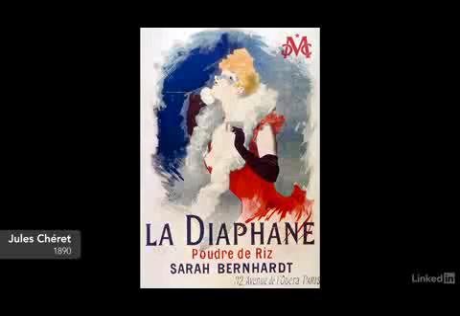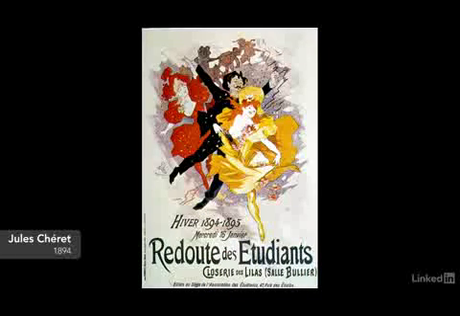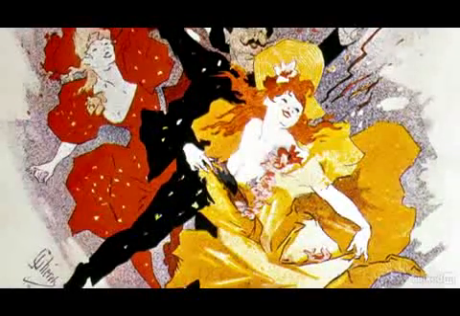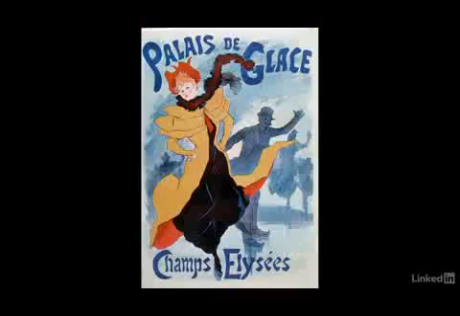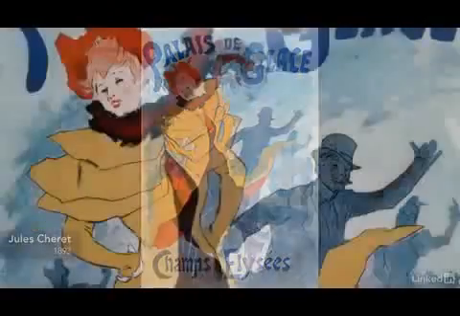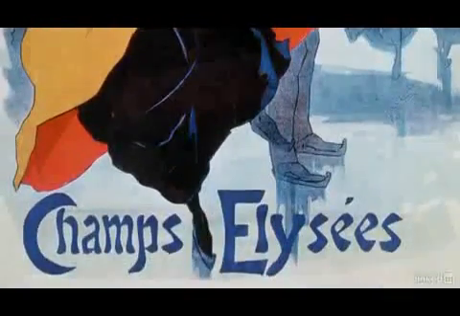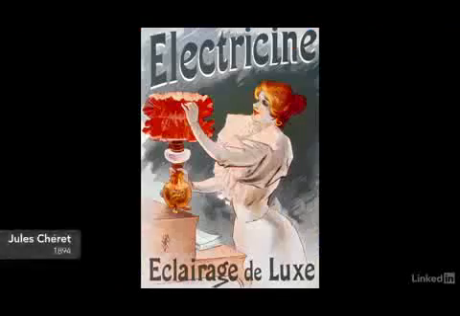Chéret presented women in a new and modern way. Previous depictions in posters and art were of prostitutes or holy figures. His women were called Chérettes and showed the new attitudes. Women in Paris in the 1890s had a less restrictive role. Chéret showed this with lower-cut dresses, smoking, energetic dancing, and even operating new machines like an electric lamp.